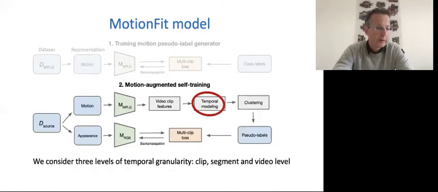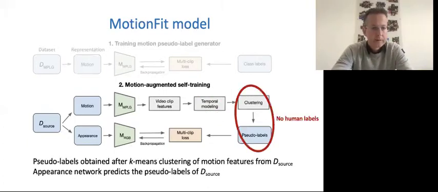So we consider 3 levels of temporal granularity here: clip, segment, and video level, where segment can be some semantic identification of temporal extent. So the pseudo labels are obtained after k-means clustering of the motion features from this source data set, and then we are trying to predict them based on appearance. So this is where the motion augmentation happens, so to say.